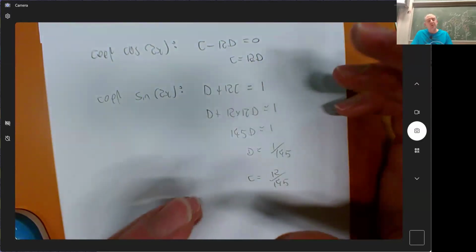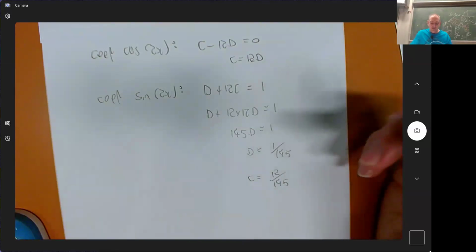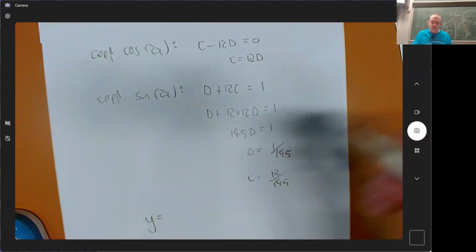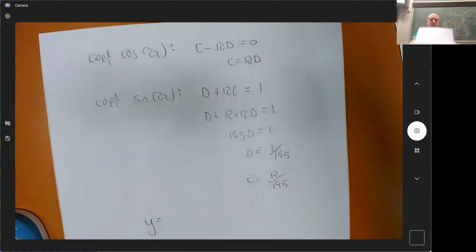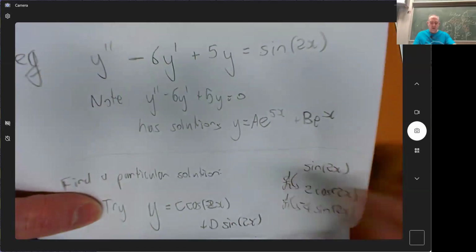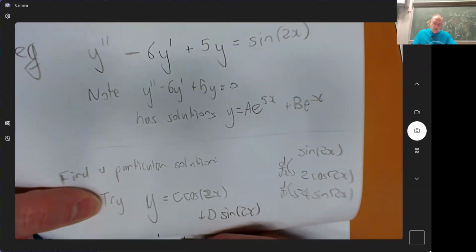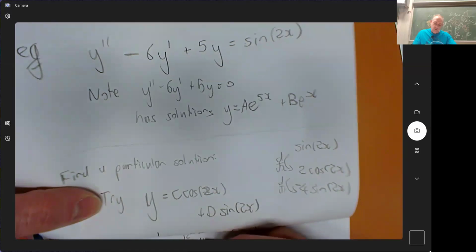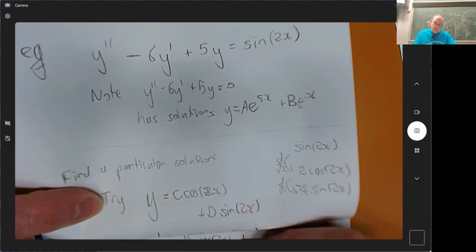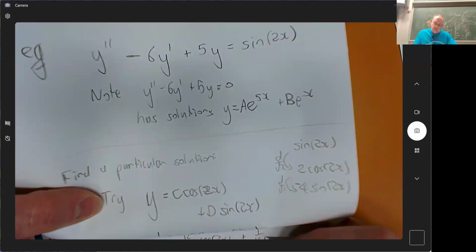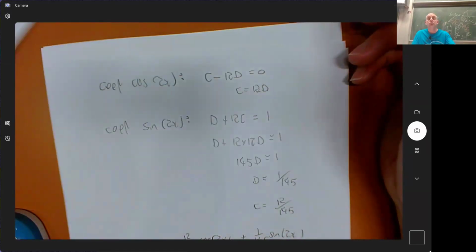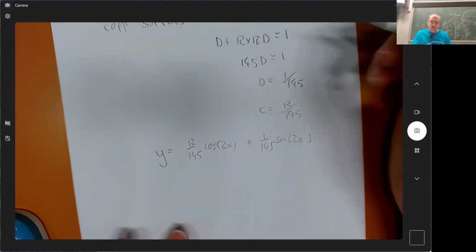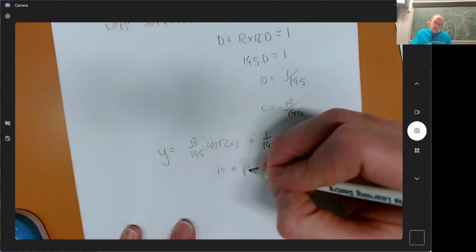So I've gone through all this effort to find just one answer. And so it's very important at this point to put these things back into the original thing that you tried. This all came from trying this to start with. And so I've got 12 on 145 cos of 2x and 1 on 145 sine of 2x. That's the particular solution. Well, and so that's a particular solution.